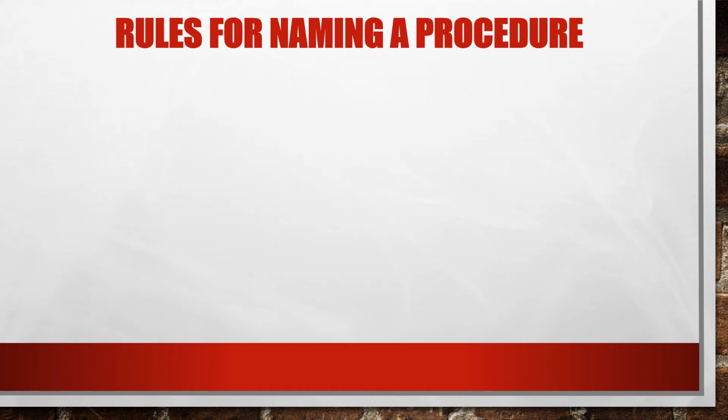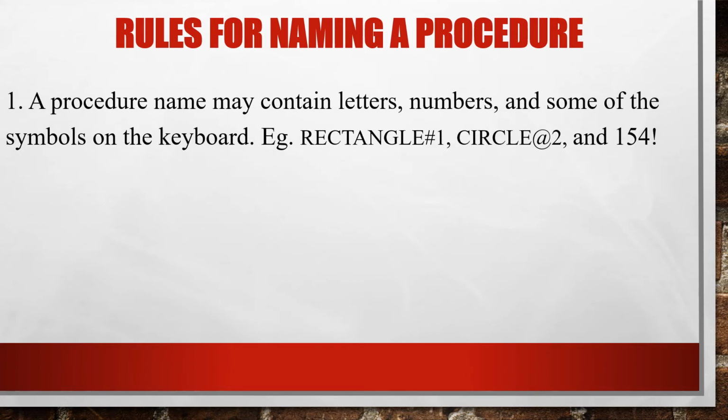So we have certain rules that we should follow while we are naming a procedure. The first rule, this is very important. All the rules are very important. You have 4 rules in total. So the very first rule, the procedure name may contain letters, numbers and some of the symbols. So you can use letters, numbers and you can use symbols. See, for example, rectangle, it contains letters and some symbols are there, right? And numbers are there. Circle at 2 and 154 exclamatory. So you can use letters, numbers and symbols.